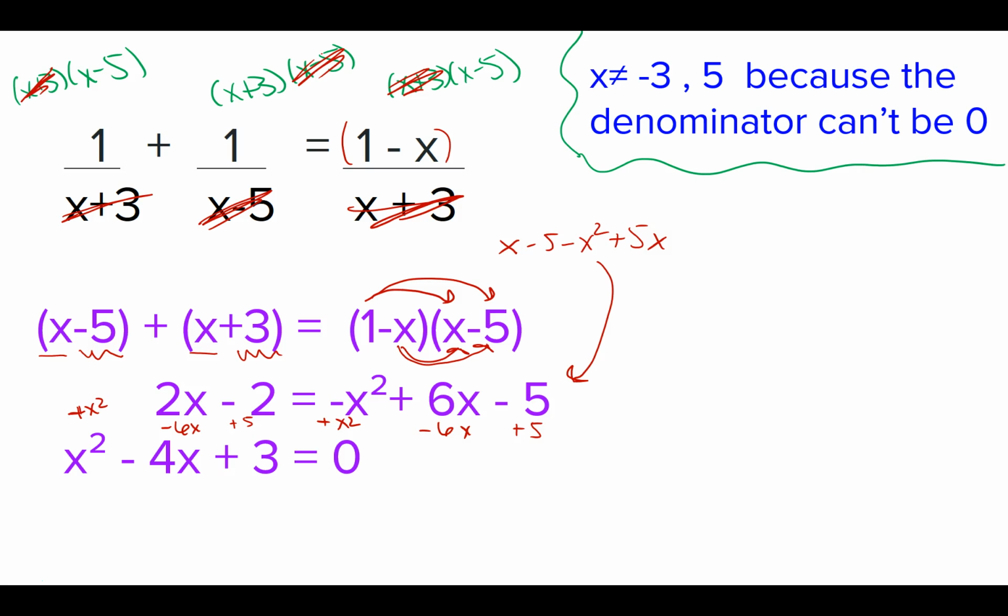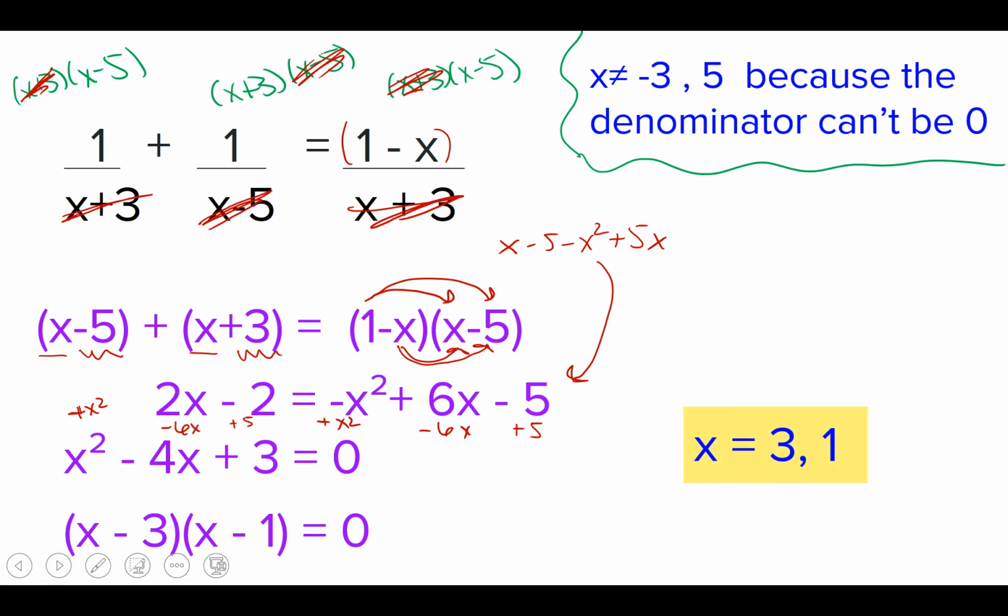So now my x squared is positive. Now we can factor it. Multiplies to give me 3, adds to give me negative 4. Negative 3, negative 1, good. So what does x equal? Positive 3 and positive 1. Can I have both of those? Yes, I can.